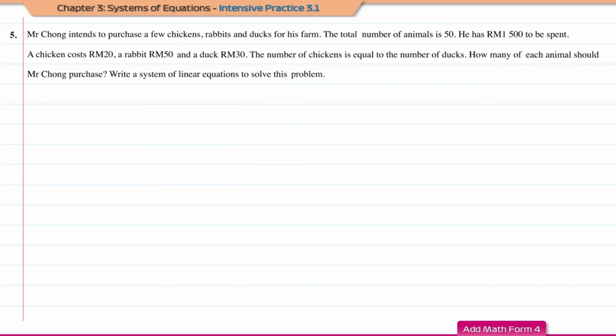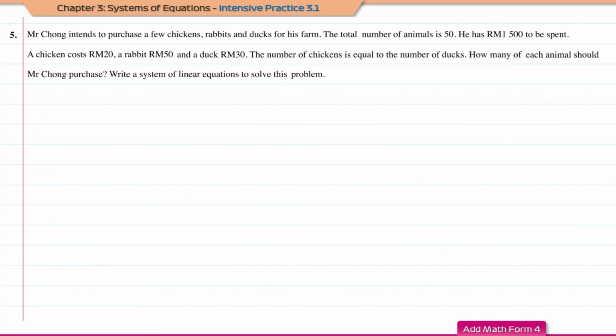Question number 5. Mr. Chong intends to purchase a few chickens, rabbits and ducks for his farm. The total number of animals is 50. He has 1,500 ringgit to be spent. A chicken costs RM20, a rabbit RM50 and a duck RM30. The number of chickens is equal to the number of ducks. How many of each animal should Mr. Chong purchase? Write a system of linear equations to solve these problems.